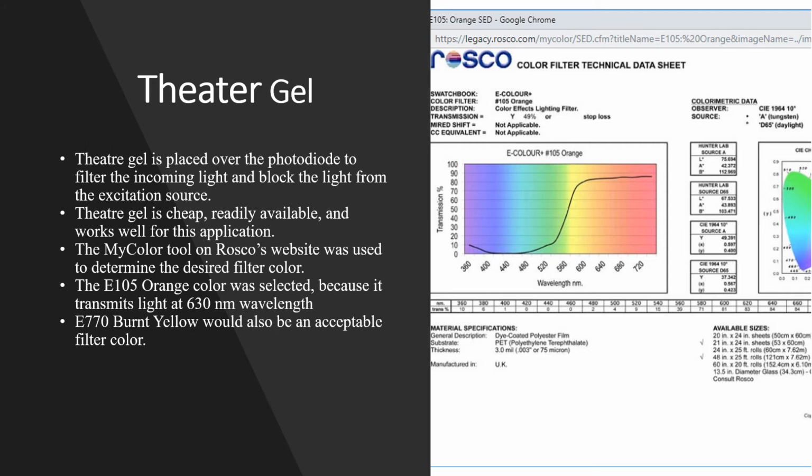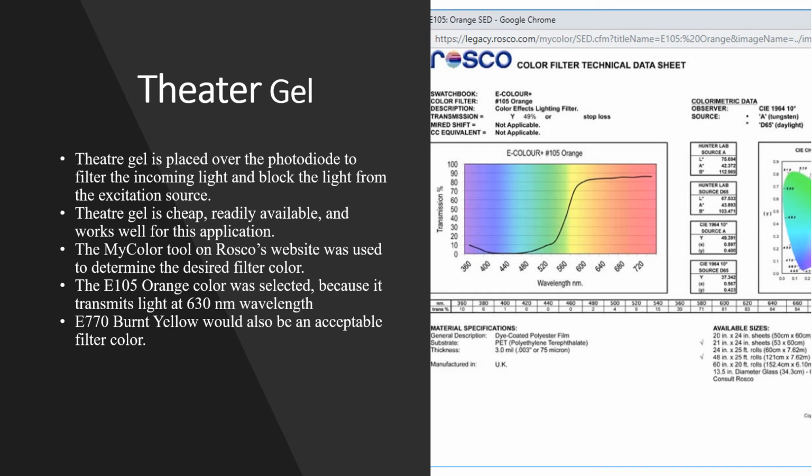This is because we want our signal coming from the photodiode to be solely comprised of light coming off the fluorescent material and not corrupted by the excitation source light. We chose theater gel because it's cheap, readily available, and works really well for this application.